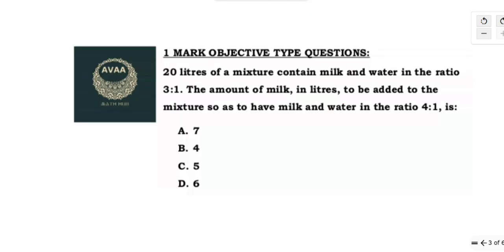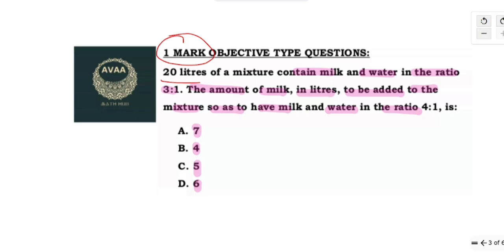Next one is our objective type of questions. 1 mark objective type of questions, which we have come across so far in the CBSE exam. Let's start. 20 liters of a mixture contain milk and water in the ratio 3:1. The amount of milk in liters to be added to the mixture so as to have milk and water in the ratio 4:1 is. The options are 7, 4, 5, 6.